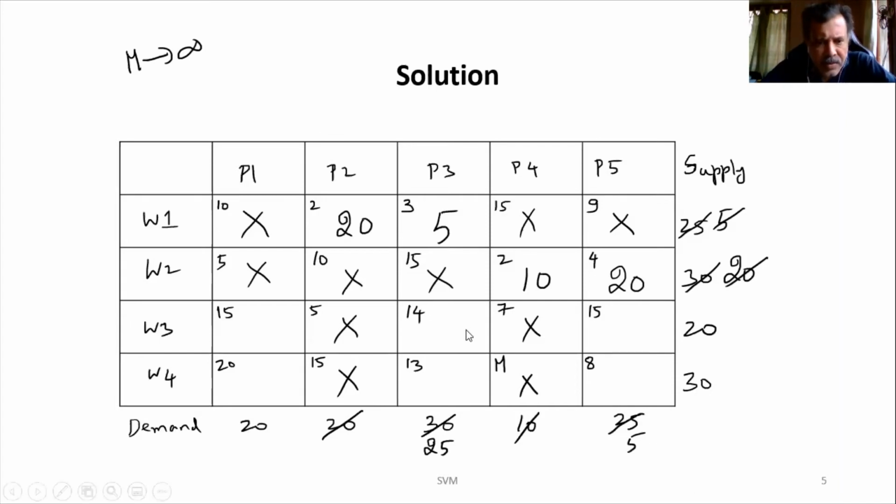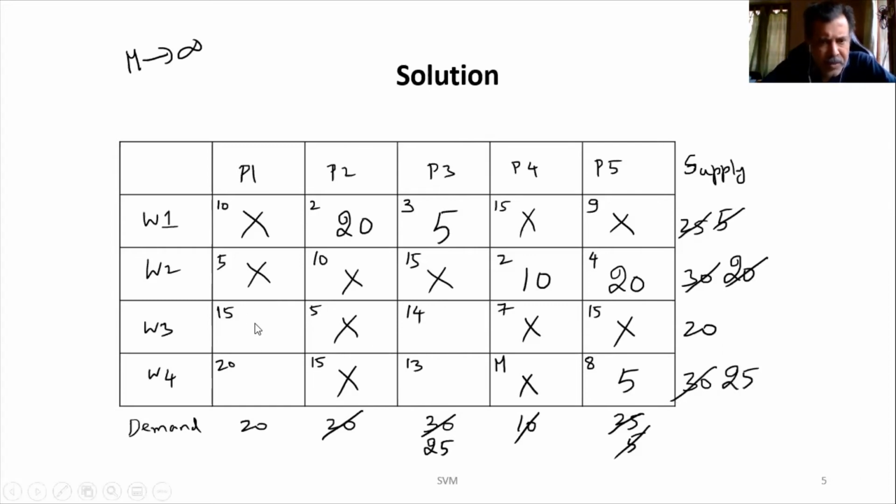Now the least cost is what? 15, 14, 15, 20, 13, 8. That means the least cost is now 8, so we need to allocate to this cell. When I come to this cell, the demand quantity is 5 and the supply quantity is 30. So we'll allocate 5 here. Since 5 is fully done, this has to be closed, this has to be closed, and this 30 has to be reduced to 25.